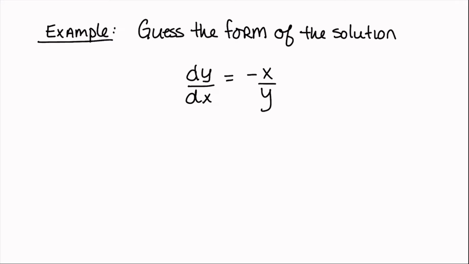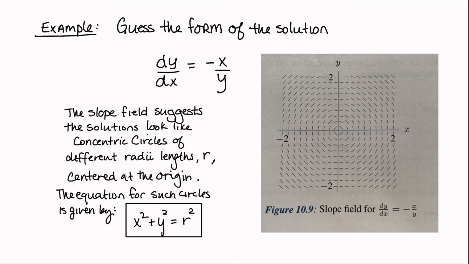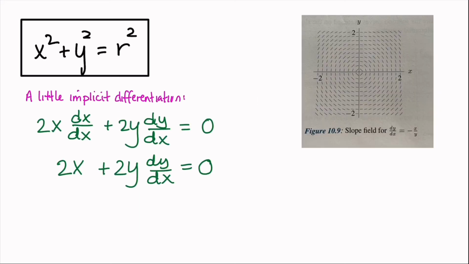Let's try an example. Alright, so here we see that dy/dx is equal to negative x over y, and if we pick every point in the plane, find the slope given by the equation negative x over y, we can draw the slope field. This slope field suggests that the general solution curve is a circle centered around the origin. And so we know from geometry that x squared plus y squared equals r squared is the equation of a circle centered at the origin of radius r.